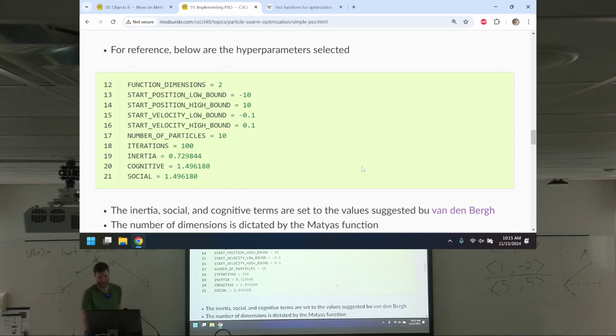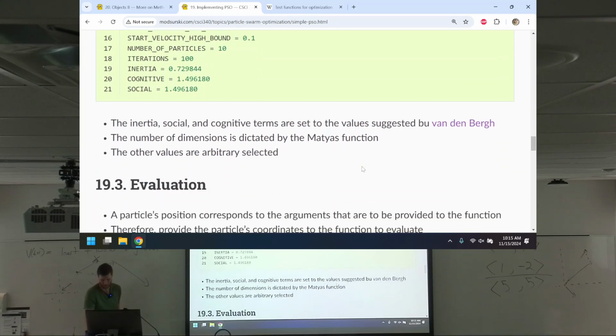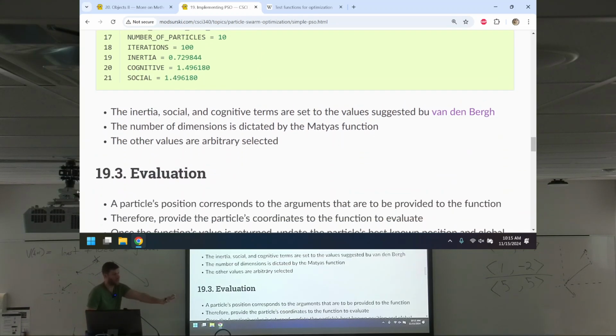Some values I have. Function dimension is 2. There's some bounds. Number of particles is 10. Iterations 100. And my inertia, cognitive and social terms are all just set based on what Vandenberg told me to do. I want to be clear, play with these. If you're doing assignment 3, play with these numbers to see what happens, right? But these are a great place to start.